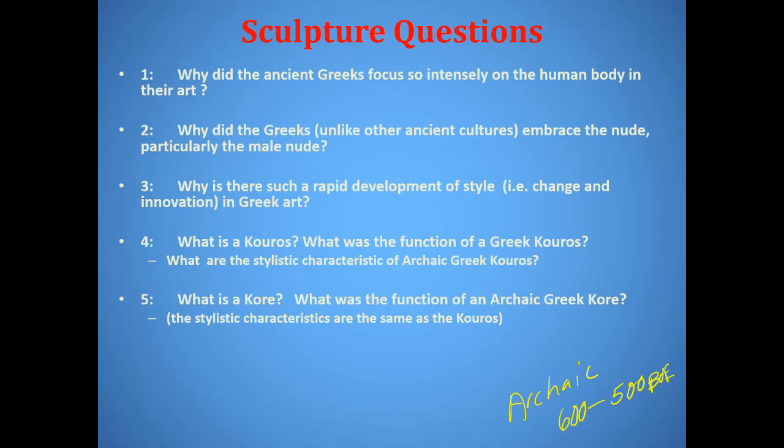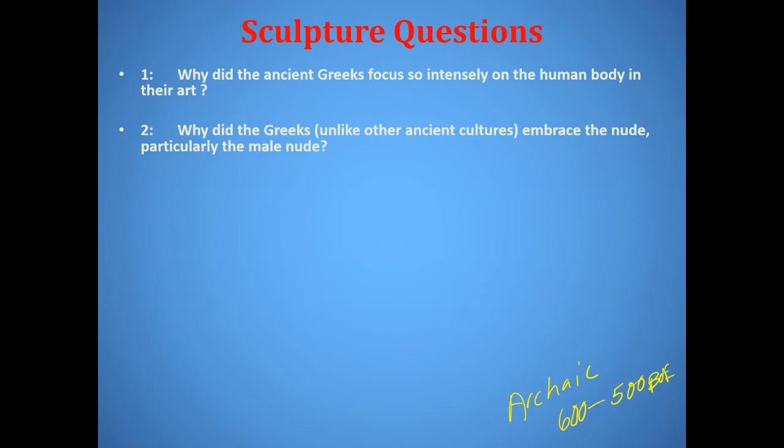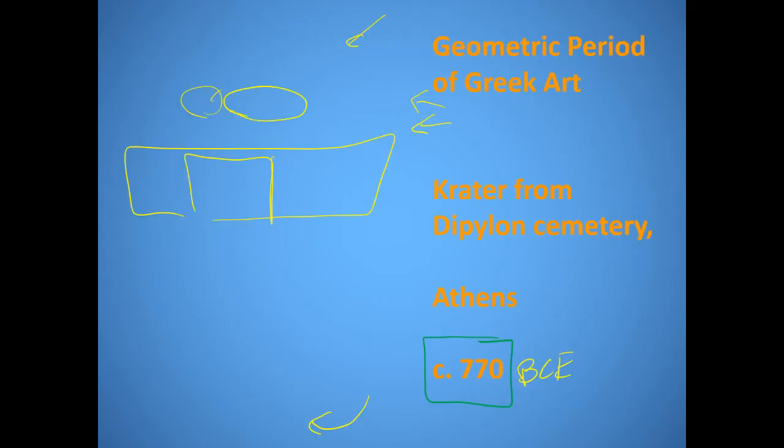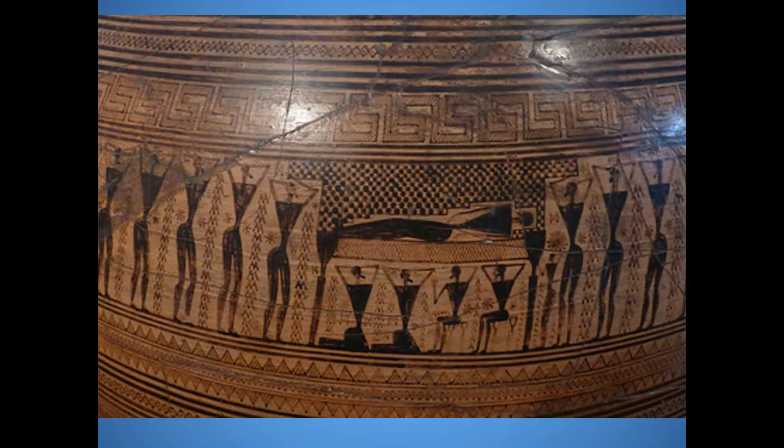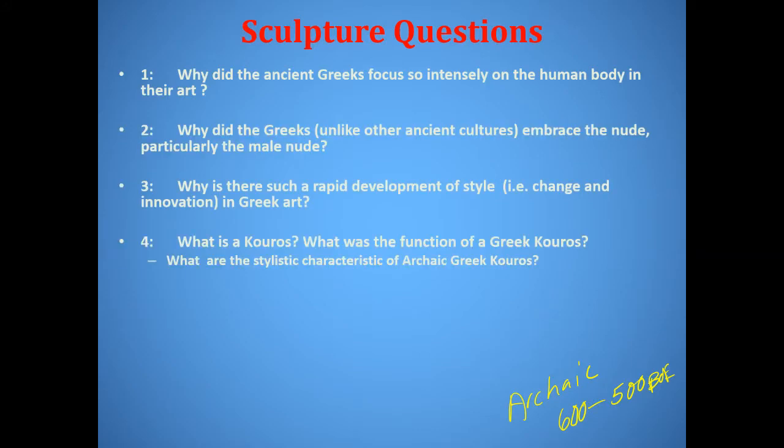So the questions say here, why did the ancient Greeks focus so intensely on the human body in their art? And I already gave you some ideas when we talked about this concept of pan anthropos, why man and the human body in particular is such an important concept. But there are other ideas too that we should focus on. Why did Greeks, unlike other cultures, embrace the nude? Nudes are a significant part of Greek culture that you don't see in other cultures.